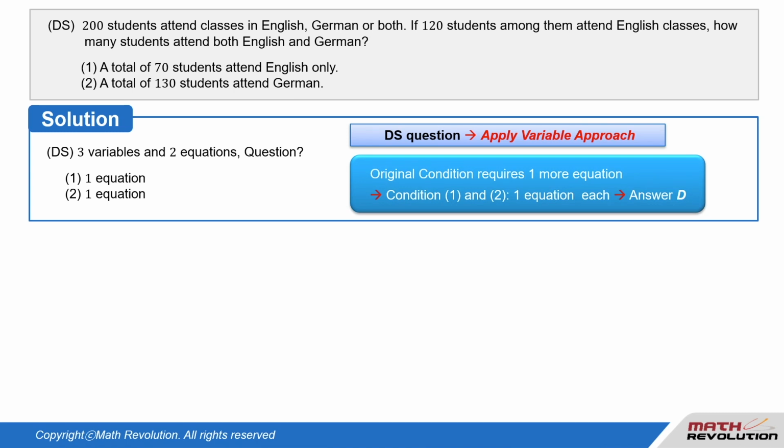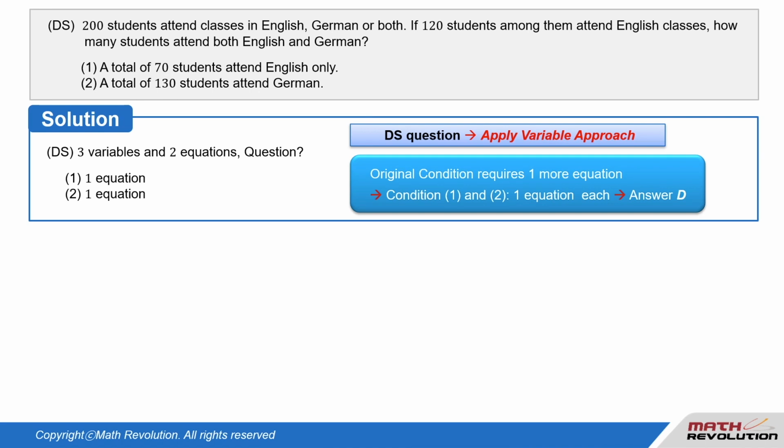This question shows how you can get the answer D based on the variable approach by setting 3 variables and 2 equations in the original condition, which requires 1 more equation. Making an equal number of equations and variables is the secret of the variable approach. This type of question frequently appears in the exam. You just need to remember that the answer is D because there are 3 variables and 2 equations.